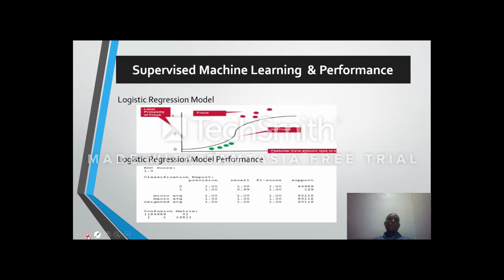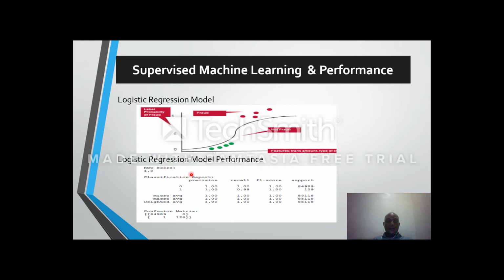Let us go through the performance of the used models. We started by using the logistic regression model, whereby it is more of how to get this boundary to segment which ones are fraud and which ones are not fraud, where they belong. And the performance we got from using logistic regression happens to be also close to perfection.